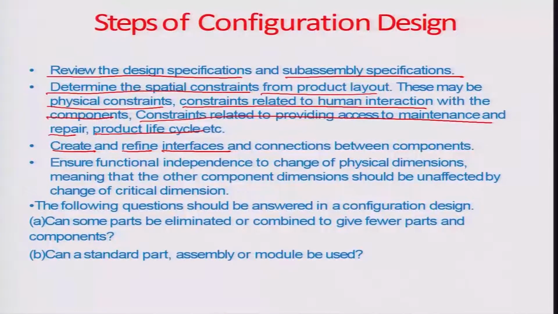Once the functional layout followed by the component layout has been realized, the connections between various components can then be established. One has to ensure that there is a functional independence to change of the physical dimensions. For example, if the dimensions are broadened or narrowed, there should not be much effect in terms of the functionalities; they should remain by and large the same.